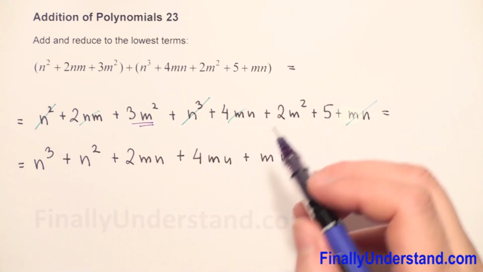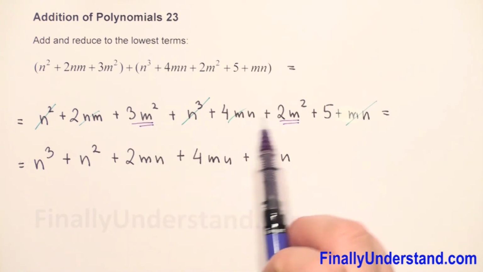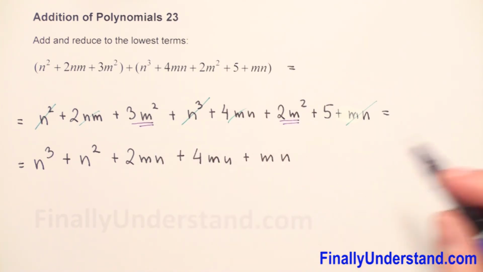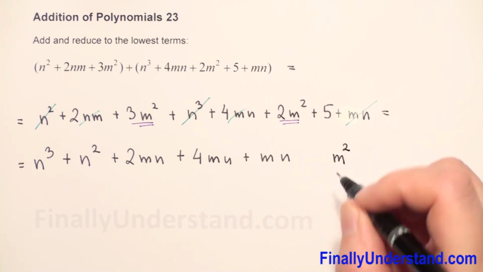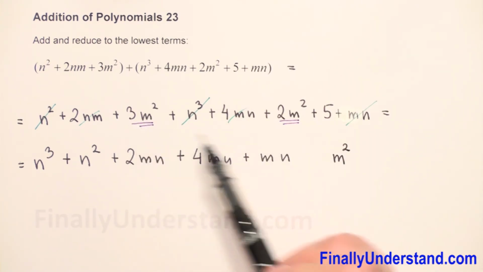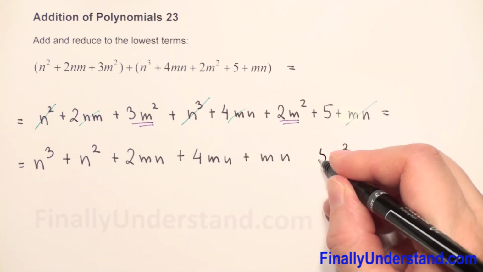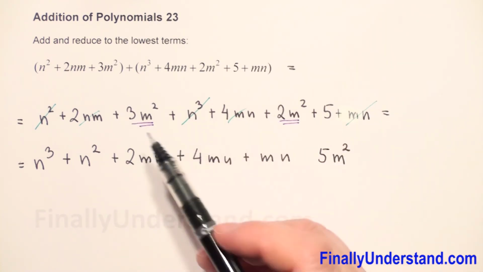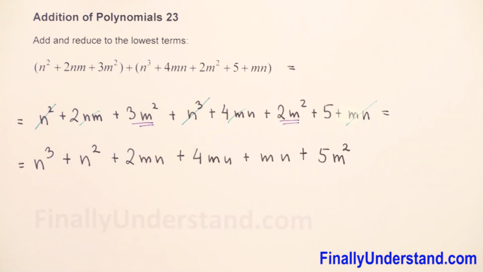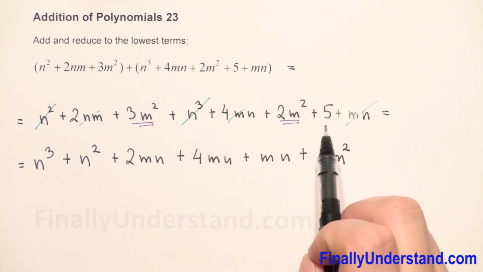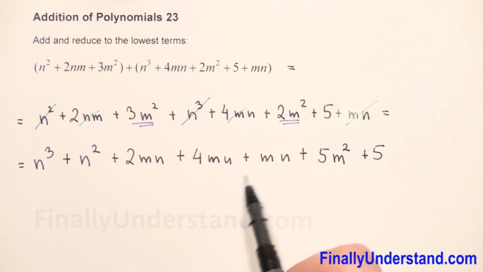3m squared and 2m squared, the same variable with the same power. So we have to copy the variable and the power, and we have to just add the coefficients. We have 3 plus 2 is 5. And because we have positive 2 and positive 3, we keep the positive sign. And the constant we have only 5, so it will be 5. So now we have to combine these three terms.